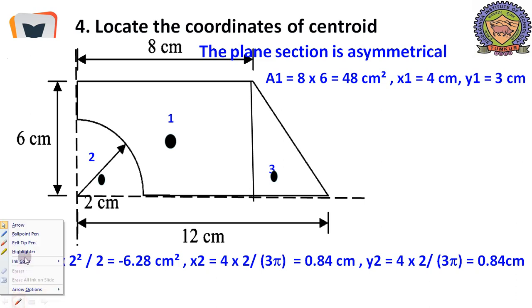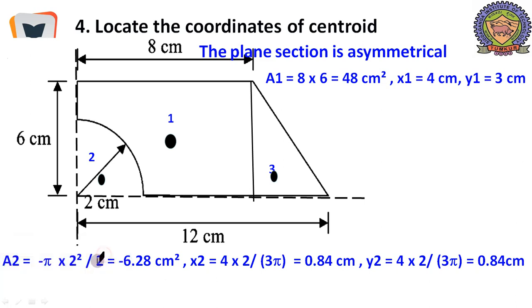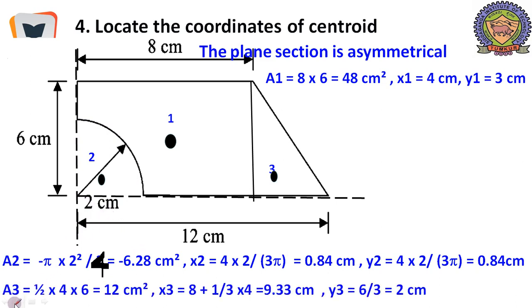Pi 2 square by 4. It should have been 4, it's not 2. Yeah, pi 2 square by 4, which is 6.28, and x2 is 4r by 3 pi, this distance x2, which happens to be 0.84. And y2 is also 4r by 3 pi, that is the vertical distance from the reference axis, that is also 0.84 centimeter. But the area here happens to be negative because it's a punch of quadrant of a circle shape.